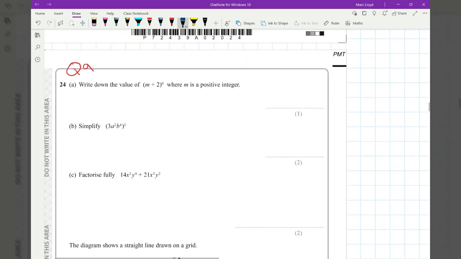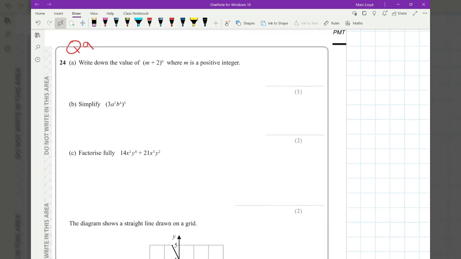Okay, question 9. Write down the value of m plus 2 to the power of 0 where m is a positive integer. Well, anything to the power of 0 is 1. Simplify this one. Right, we're going to cube the 3. So it's 3 cubed, which is 27. And then we apply a multiplication rule. So for the A's, 2 times 3 is 6. And for the B's, 4 times 3 is 12.